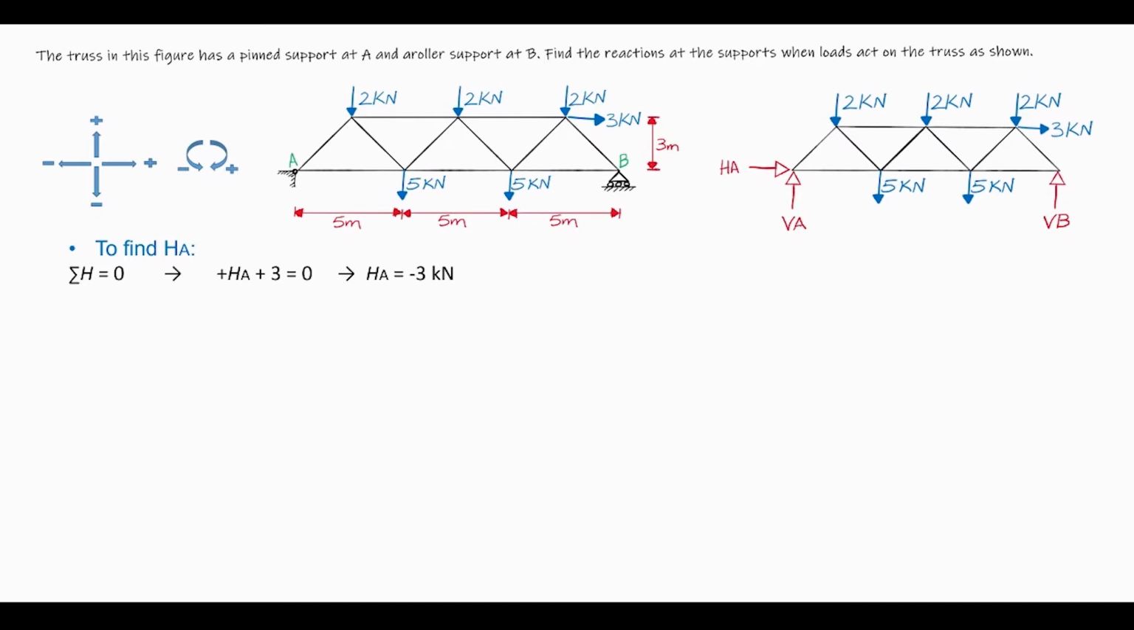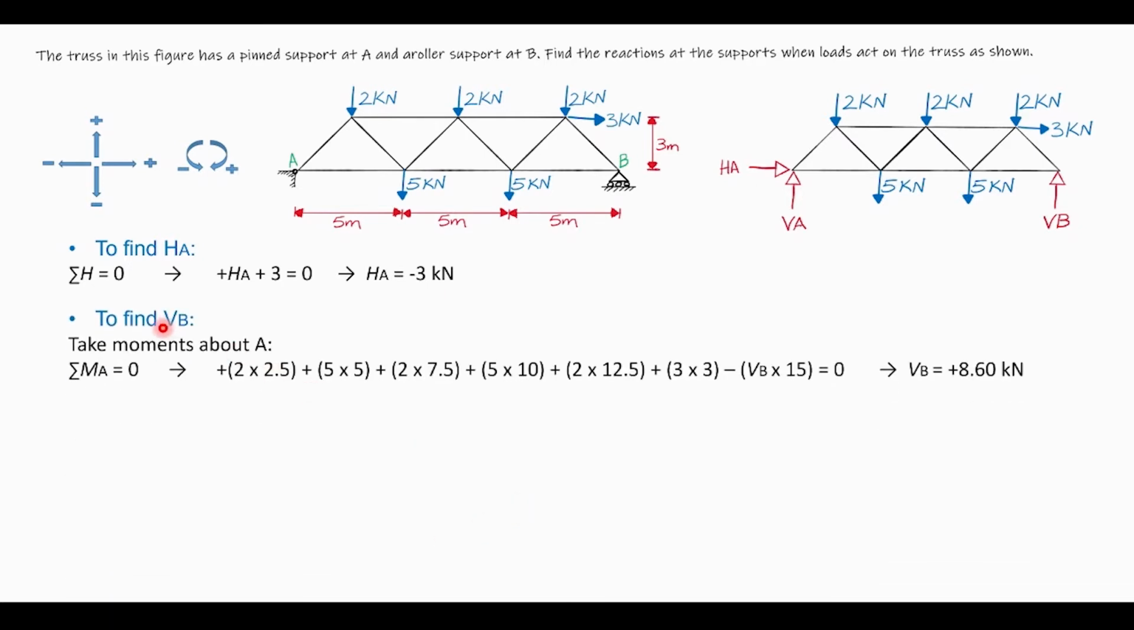Next, we move on to find VB. To find VB, we need to take moment at point A. So we have this 2 kilonewton acting clockwise. It is positive. So clockwise is positive. 2 times the distance. This distance here, 5 meters. We need half of it because the 2 kilonewton is acting right here. 2 times 2.5, the distance.